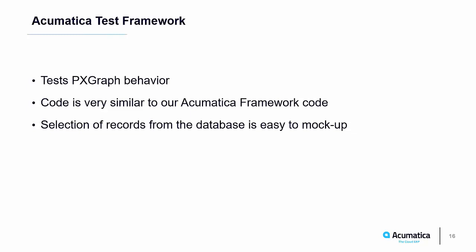It doesn't mean that it is impossible to test a smaller piece, for instance, one method of the graph, or one method of the attribute. It is possible, but usually the standard way would be to test some PXGraph behavior itself.